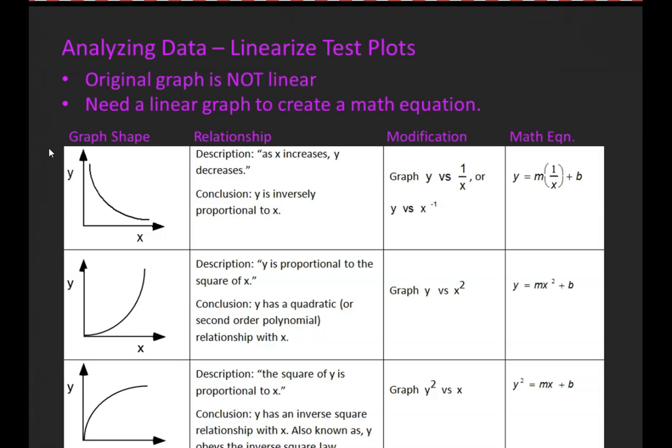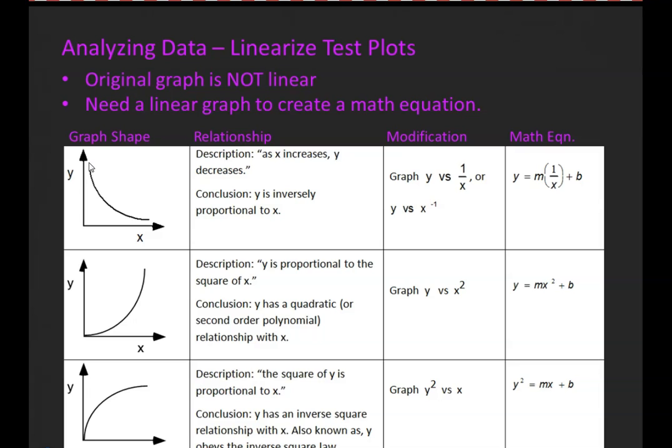This summary chart will help us figure out what we need to do to our original data to get a linear graph. It's based on first looking at the graph shape, then understanding the relationship, what modification we need to make, and what the math equation will be that comes from that linearized test plot. So here we have three shapes that are possible to see. Let me just state there are other shapes we can see, but these are the three that we'll see most often in our experiments.